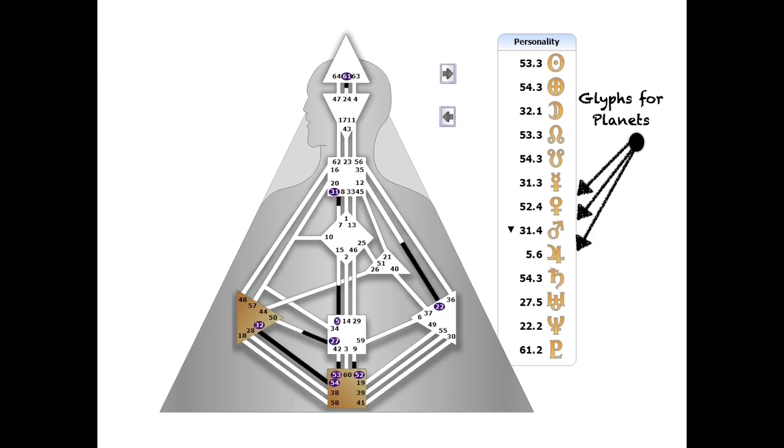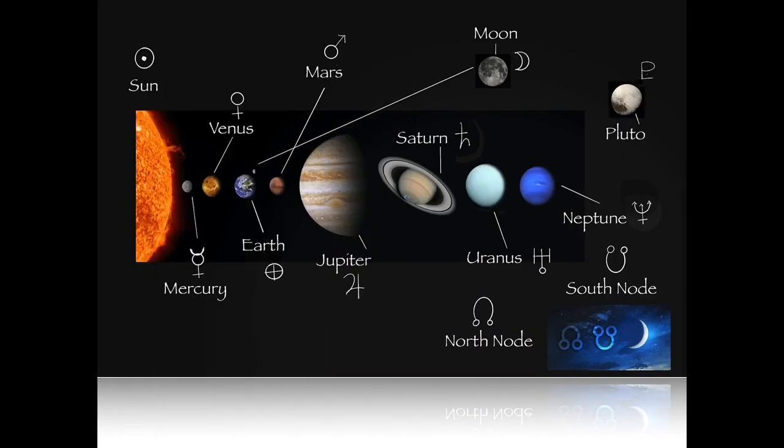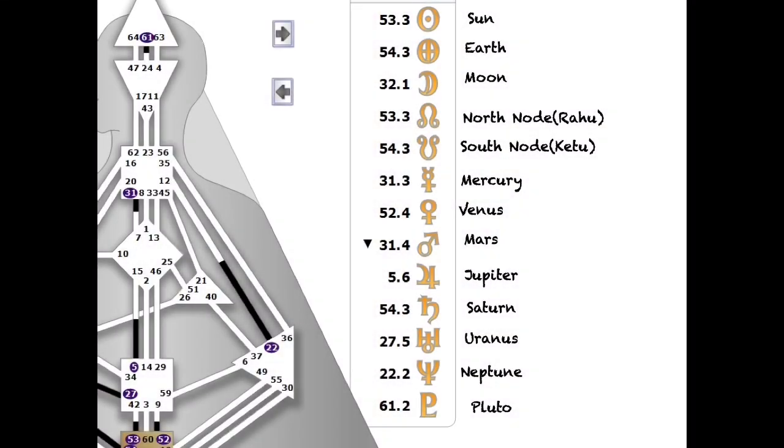And that will show you exactly what gate was being transited by what planet at the moment of your birth. And then the design side, as I spoke before about, that's 88 days or 88 degrees before your birth. And here's just a different image of the planets and the glyphs. Basically just a different mode of seeing the planets and the glyphs. So here's an image that tells you all the names for all the particular glyphs, and it goes right from the sun down to Pluto.